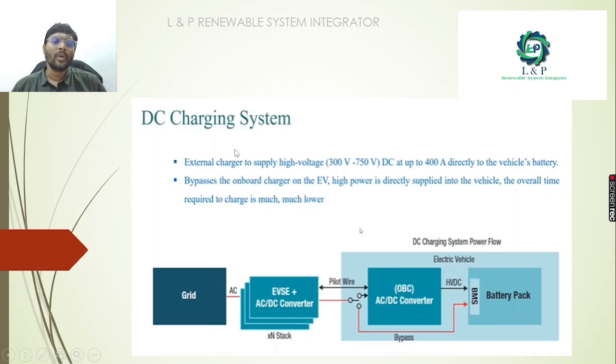So we can have 2 charging methodologies in the DC charging system. Either we can use external charging to supply high voltage DC at 400 amps directly to the vehicle battery, or we can bypass the on-board charger on the electric vehicle. So high power is directly supplied to the vehicle, and the overall time required to charge will be reduced if you use this method.